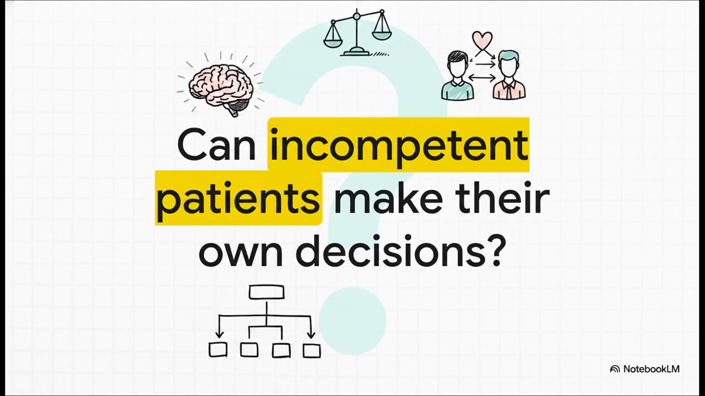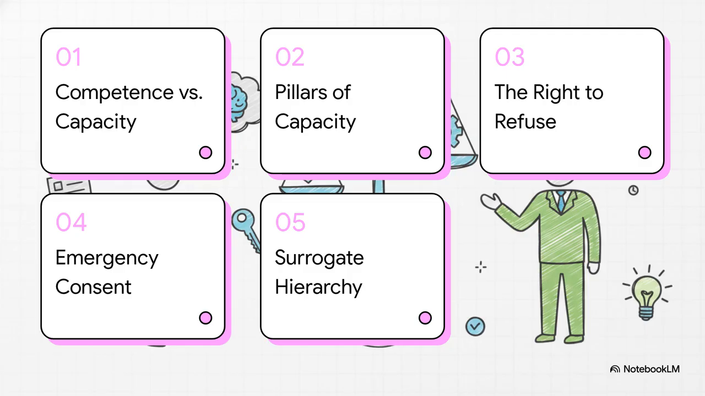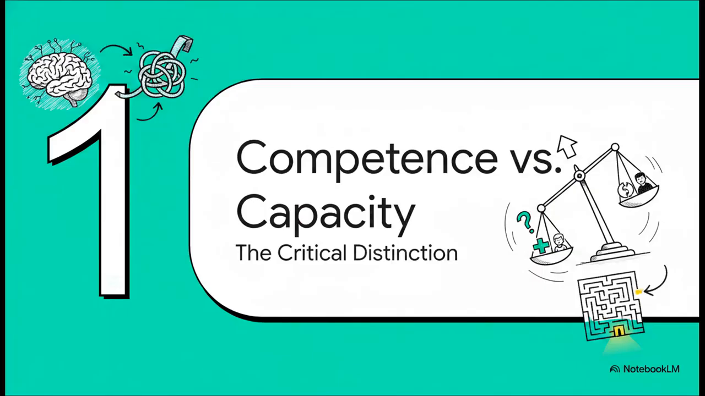Let's look at how we're going to break this all down. Here is our roadmap for this explainer. 1. Competence versus clinical capacity. 2. The 4 pillars of capacity. 3. The right to refuse. 4. Emergency implied consent. And 5. The surrogate hierarchy. Okay, let's jump straight into section 1, competence versus clinical capacity.